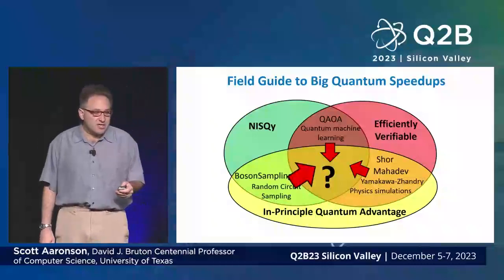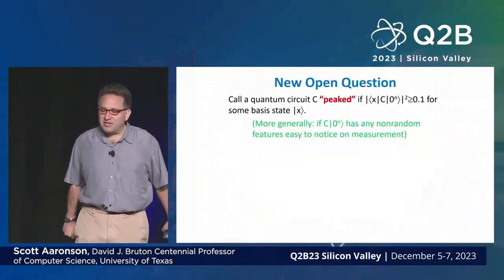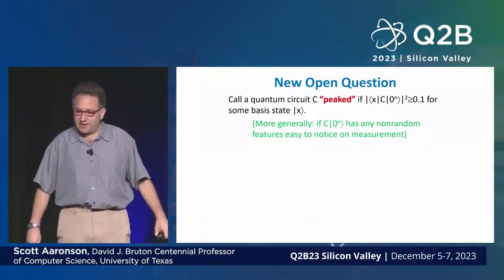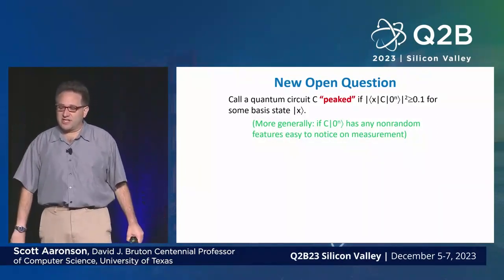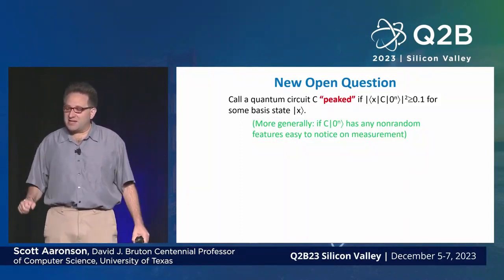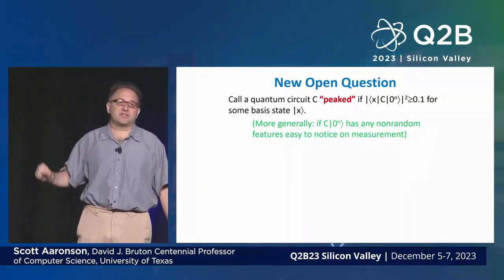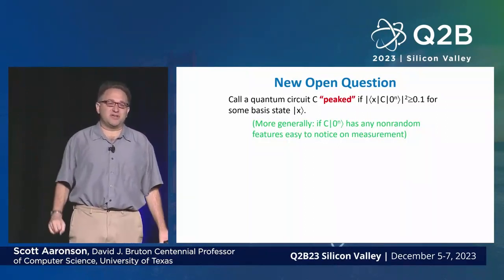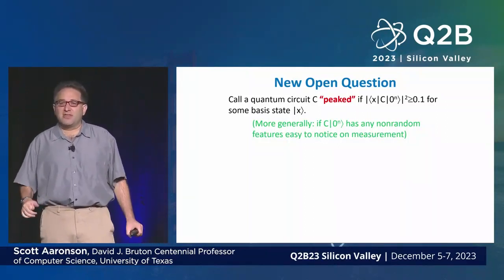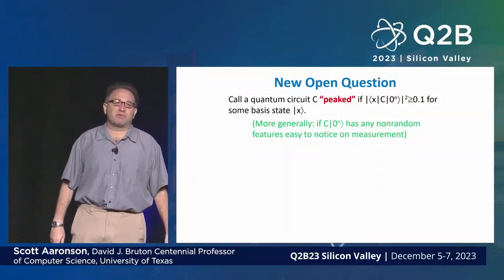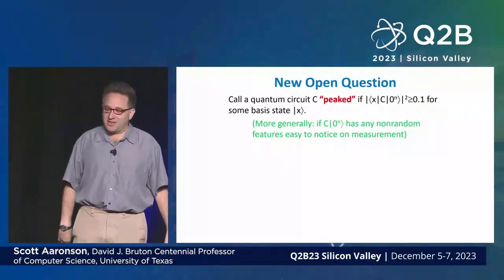About the most. So let me tell you an open question that I've been puzzling over for the last year or so. Given a quantum circuit C, let's call it peaked if, when you apply this circuit to the all zeros initial state and then measure each qubit to see if it's 0 or 1, there's some particular output string that occurs with a really large probability, like more than 1/10, let's say.